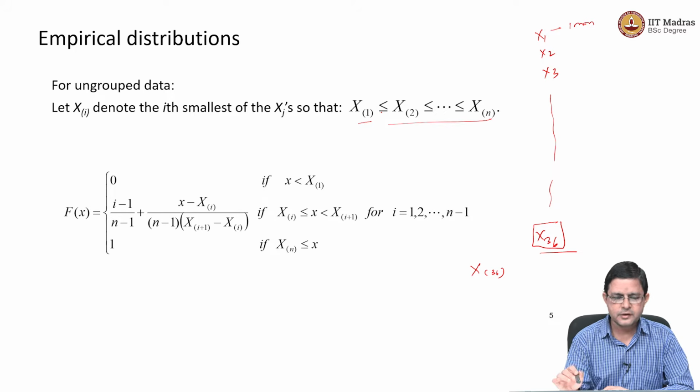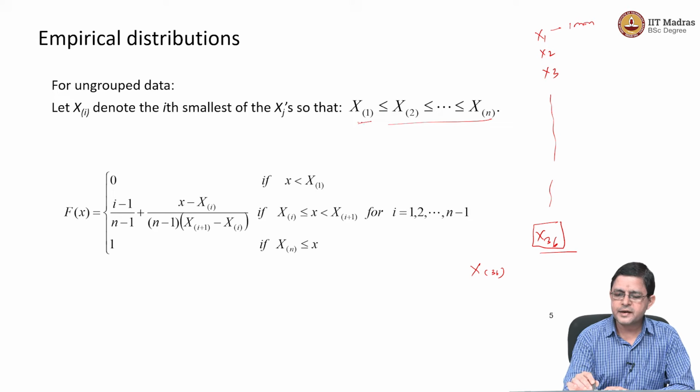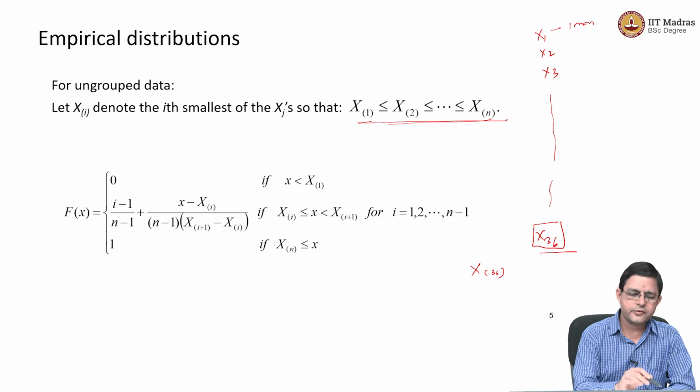These are called rank order statistics. Let us not worry about rank order statistics. Once we have arranged the data in ascending order, you can actually define a distribution function in this way, right.